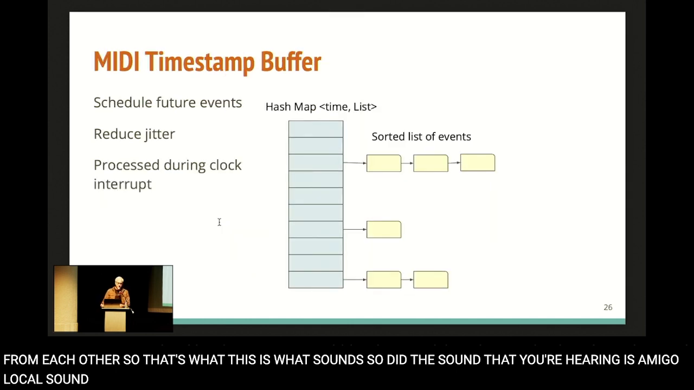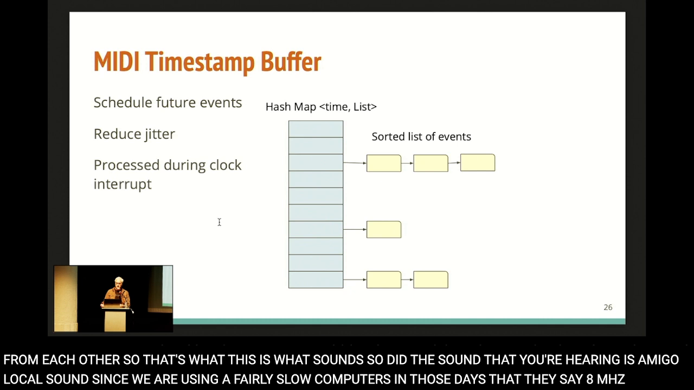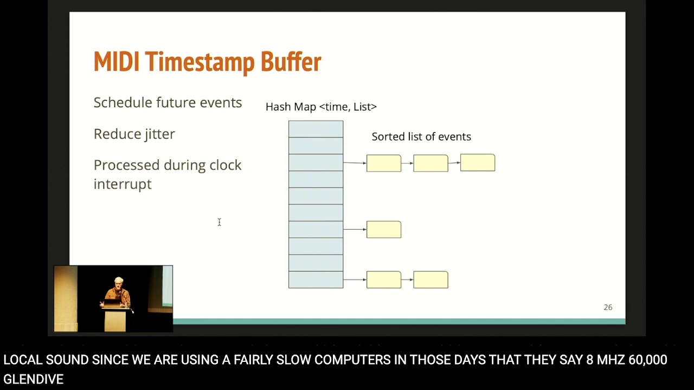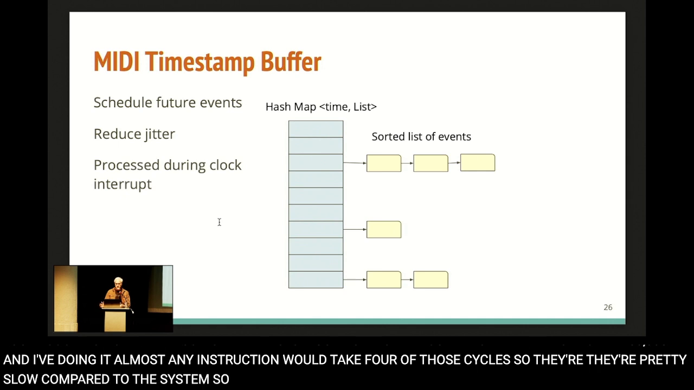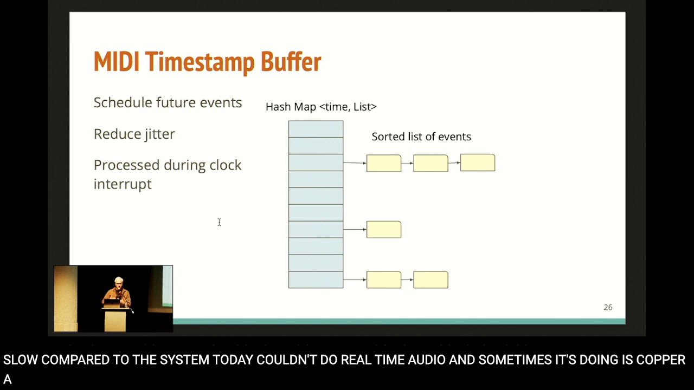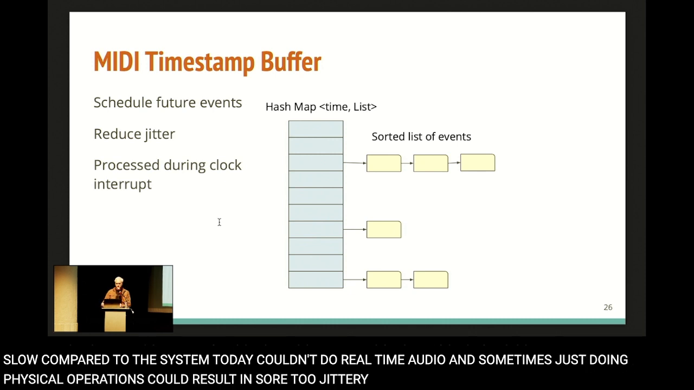Since we were using fairly slow computers in those days, these are basically 8 megahertz 68,000s, and almost any instruction would take 4 of those cycles. So they were pretty slow compared to the systems today. Couldn't do real-time audio, and sometimes just doing basic operations could result in sort of jittery scheduling.